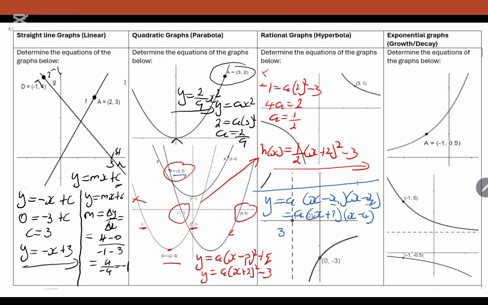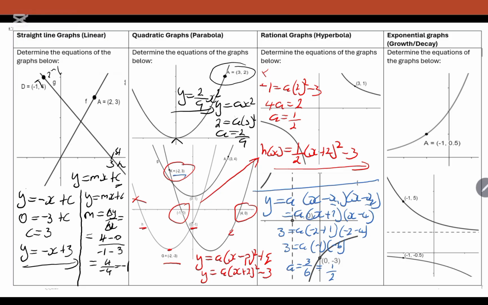So this will be 3 is equal to a into negative 2 plus 1 times negative 2 minus 4. So 3 is equal to a into negative 2 plus 1, that's negative 1, times negative 2 minus 4, which is negative 6. So that will give us positive 6. Therefore, a is equal to 3 over 6, which is 1 over 2. So the value of a is 1 over 2.